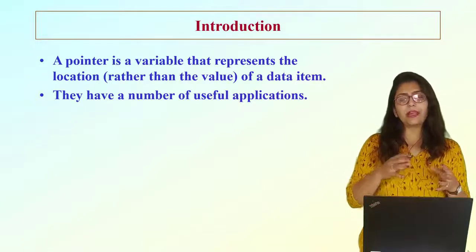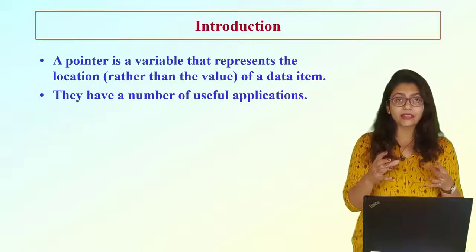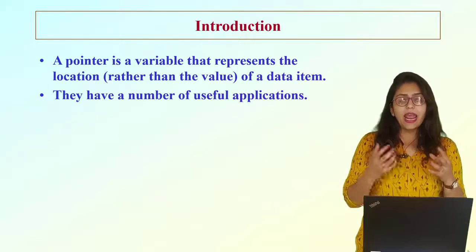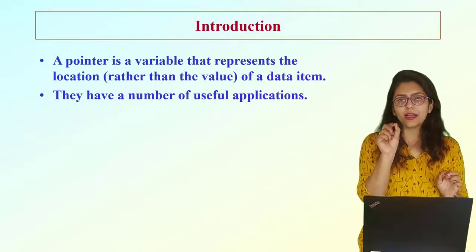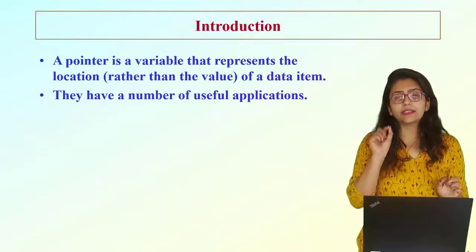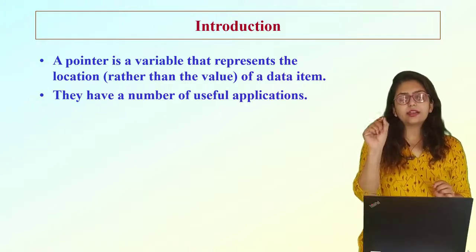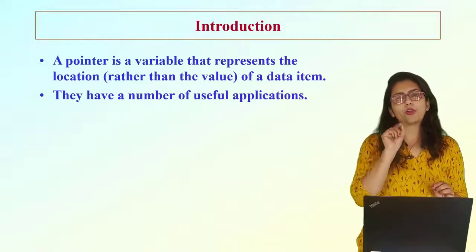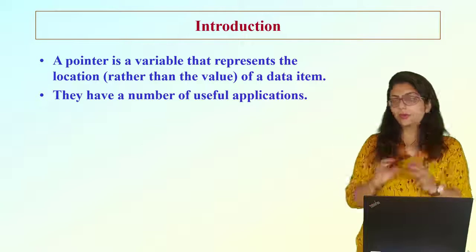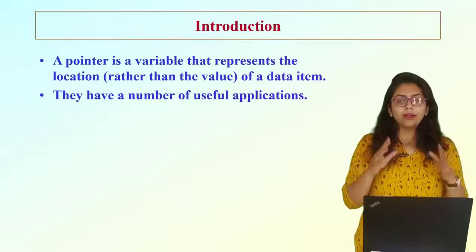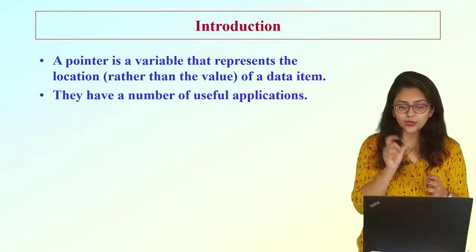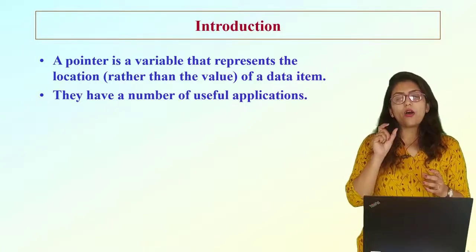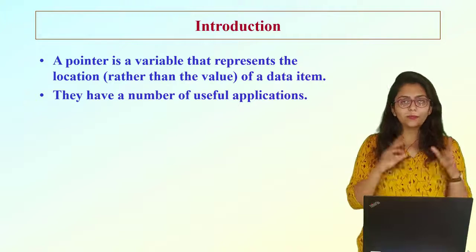Sometimes it may happen that you have a data item, or variable, x. x is carrying some kind of value, and you want the particular address of x, that is, where in memory x is stored. That address can be stored inside a pointer. If you read the definition aloud, a pointer is a variable that represents the location, meaning the address, rather than the value of a data item. It is known as a pointer.